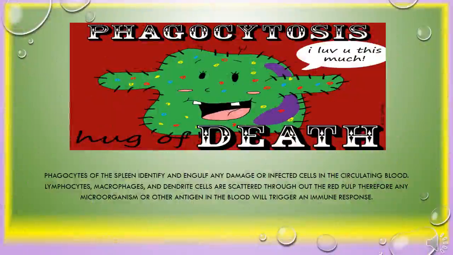Phagocytes of the spleen identify and engulf any damaged or infected cells in the circulating blood. Lymphocytes, macrophages, and dendritic cells are scattered throughout the red pulp. Therefore, any microorganism or other antigen in the blood will trigger an immune response.